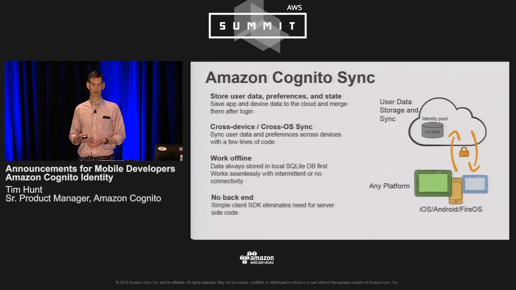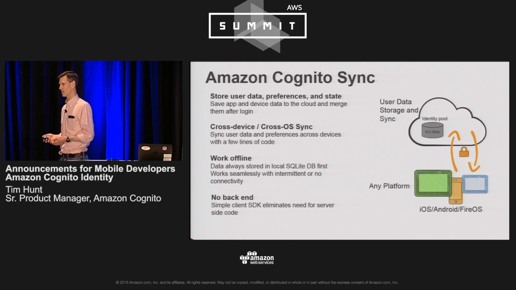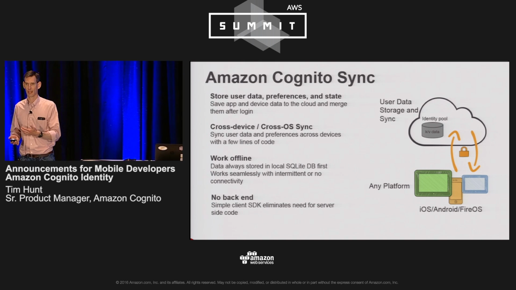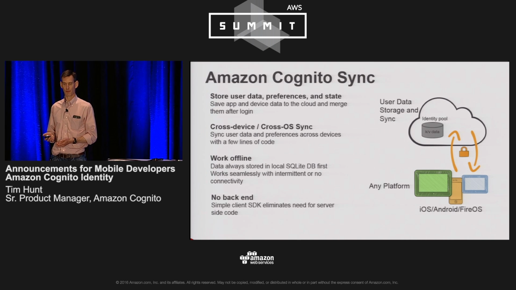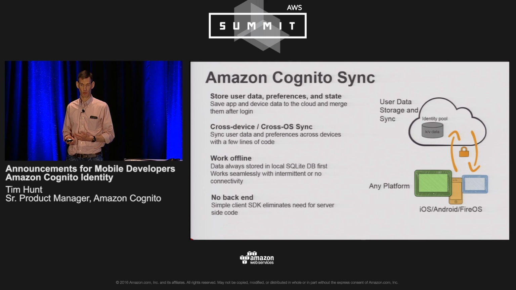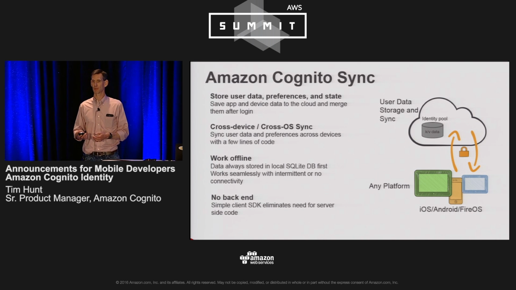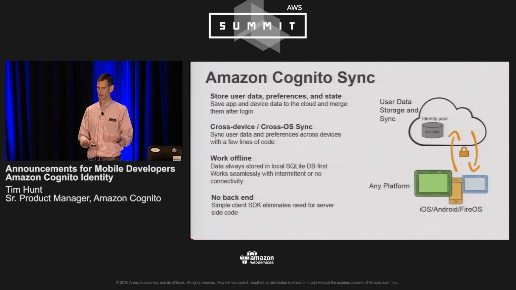It also gives you the ability to work both online and offline. So you might have an app which is in a user's hand on an airplane, and you can still store and retrieve their preferences and their data and keep a local copy of that on the device. That's done seamlessly through the Cognito SDK. And then when that device is connected again, you can sync that data back up to the cloud and share it again across devices. So it's got that seamless offline and online capability.